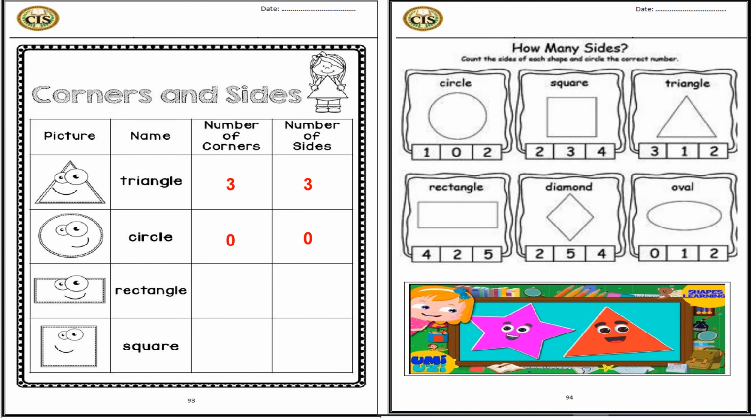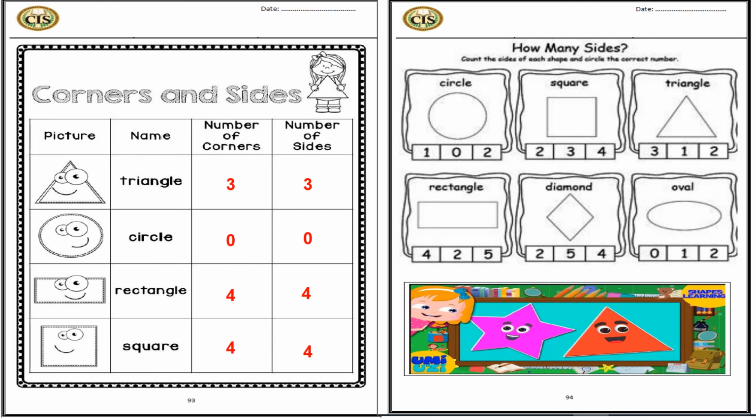Then let's move to the rectangle. How many corners? 4. And how many sides? There are also 4. The last shape, we call it square. How many corners in the square? 4. And how many sides? 4 also.